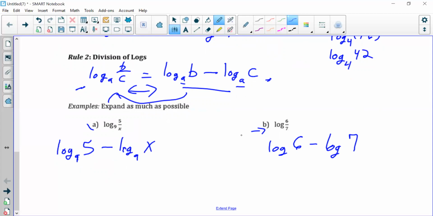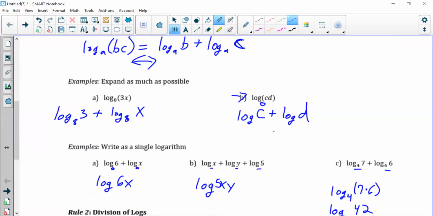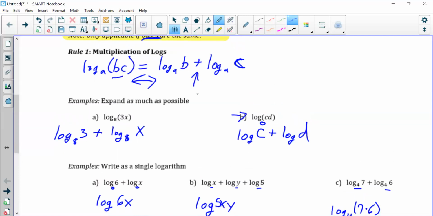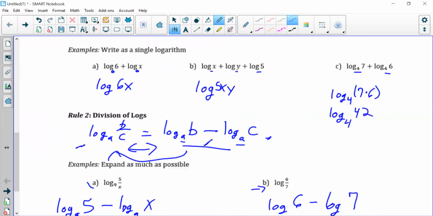All right, everybody following along so far? Take a second, let that process. So multiplication, notice this. When we're multiplying logs, we use addition. When we're dividing logs, we're using subtraction. Okay, so it's very much the same as multiplication and division when we're using exponents.